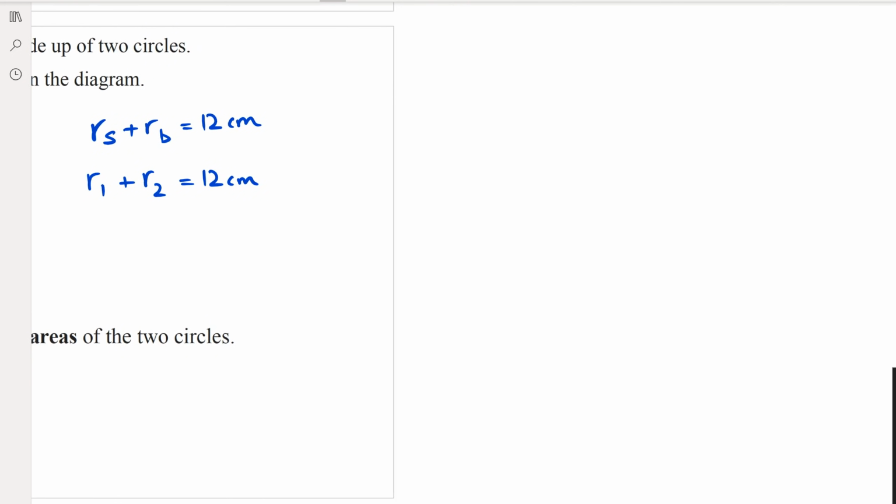That means we've got area of the first circle minus area of the second circle. Now the area of the first circle is going to be pi r1 squared minus the area of the second circle, which is pi r2, that's the second radius, squared. All right. What we do know is that r1 plus r2 is equal to 12. So I'm going to rewrite r2 as 12 minus r1, because by doing that, I can then replace r2 here with r1.